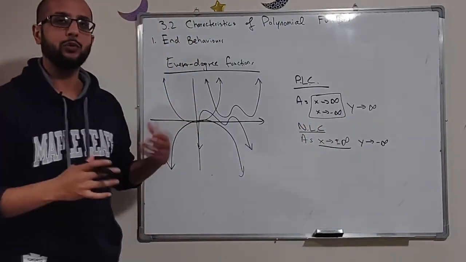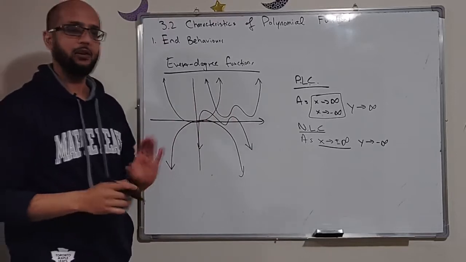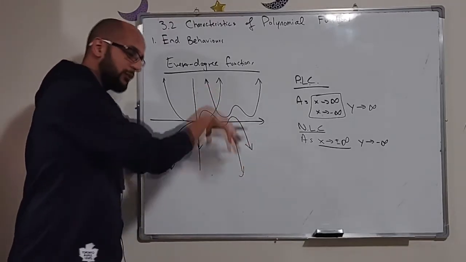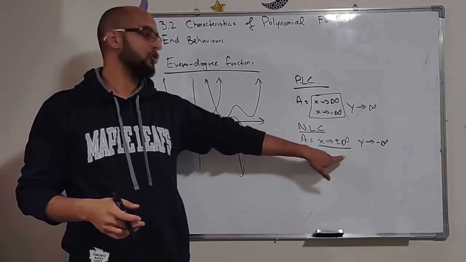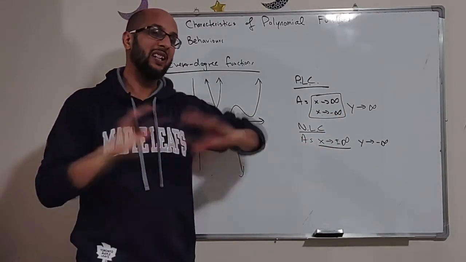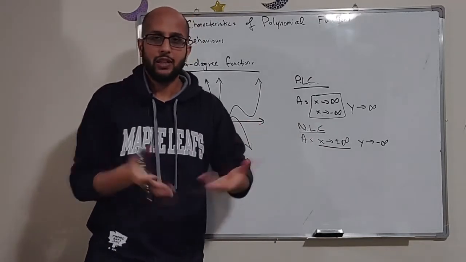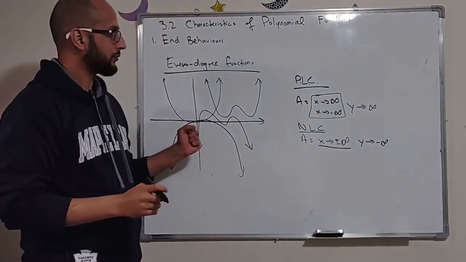For even degree functions, we know that they have equivalent end behaviors. So on both sides of the graph, they're either both going down or they're both going up. So we can simplify this to say as x approaches positive and negative infinity. We cannot do that for odd degree functions because they have opposite end behaviors.